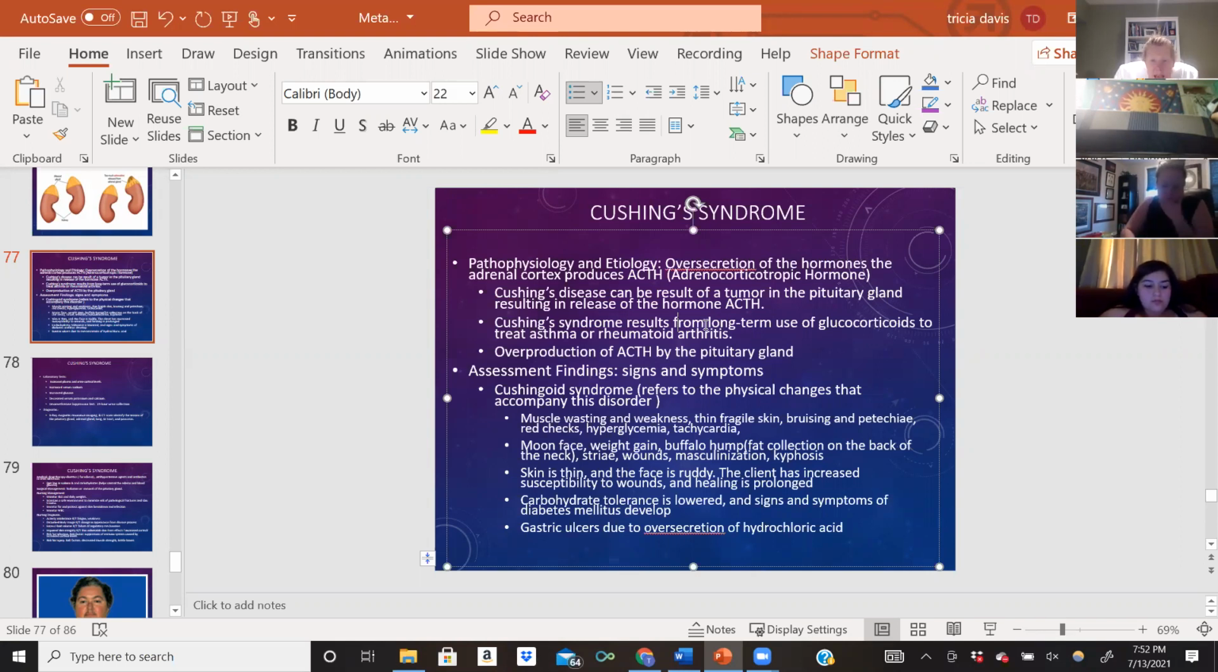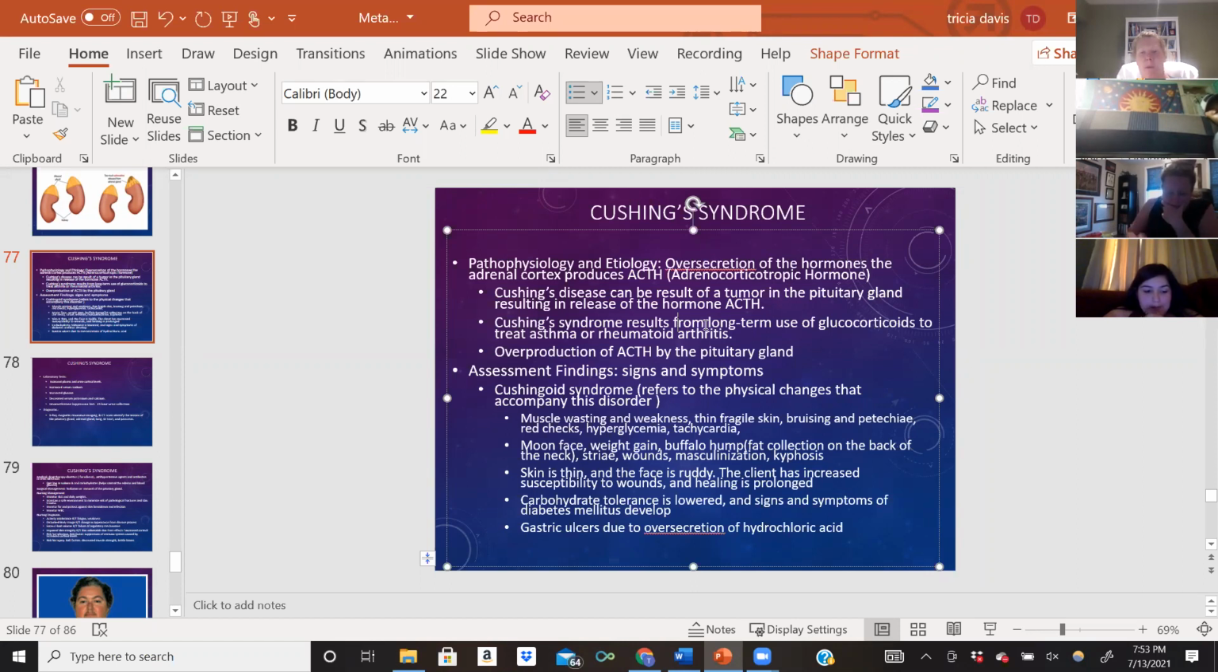They're also going to have moon face, weight gain, and buffalo hump. So these are your characterizing symptoms here of Cushing syndrome. This moon face is perfectly round, very swollen and fat. They're going to complain of weight gain. You're going to be able to visibly see it on them. Probably not so much in the hospital because you don't really have anything to compare it to, but in the primary care setting, you would notice it.